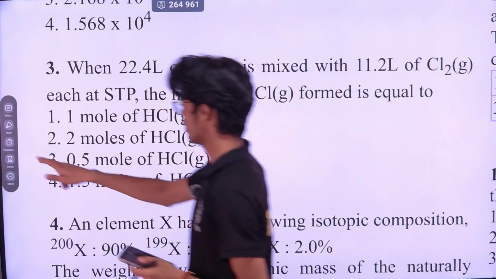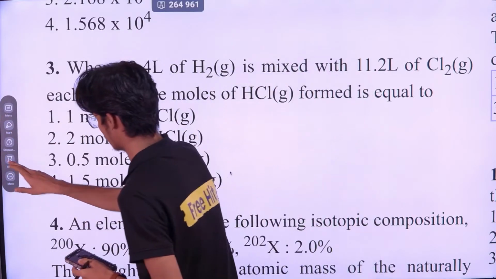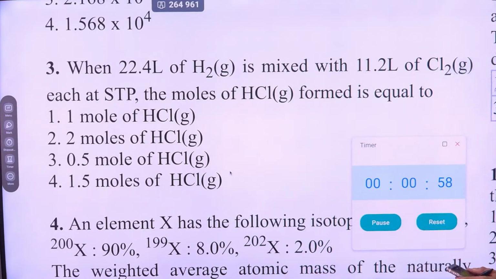Okay, now this is the third question. Try to do it. Oh, I don't want a stopwatch, I want a timer. Okay, 1 minute. Try to understand the question. Option number 3, I'll get out of the frame. When 22.4 liter of hydrogen is mixed with 11.2 liter of Cl2, and both are at STP, the moles of HCl formed is equal to how much? Tell me what is the answer. The timer has started, 30 seconds are left.